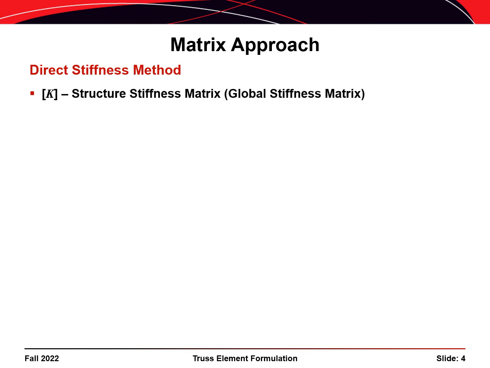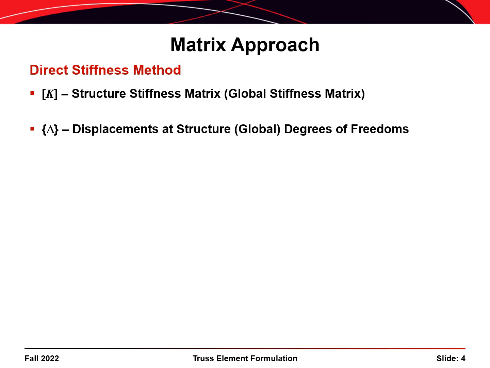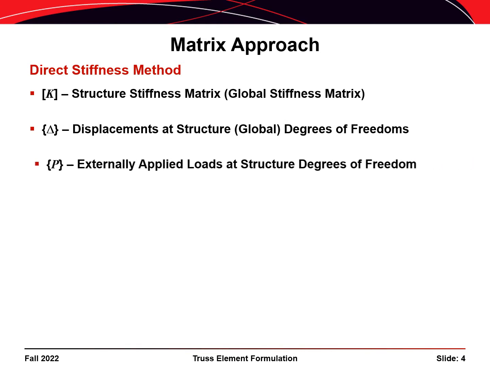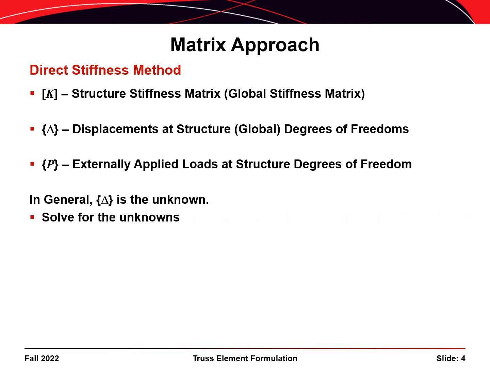This solution technique is often called the direct stiffness method, where we define the matrix K as the global stiffness matrix or the structure stiffness matrix. Delta is the vector or matrix of nodal displacements, and P is the vector or matrix of externally applied loads. The capital K, delta, and P indicate that these variables are defined in reference to the global coordinate system. Lowercase variables would indicate that they were defined in reference to the element local coordinate systems instead.